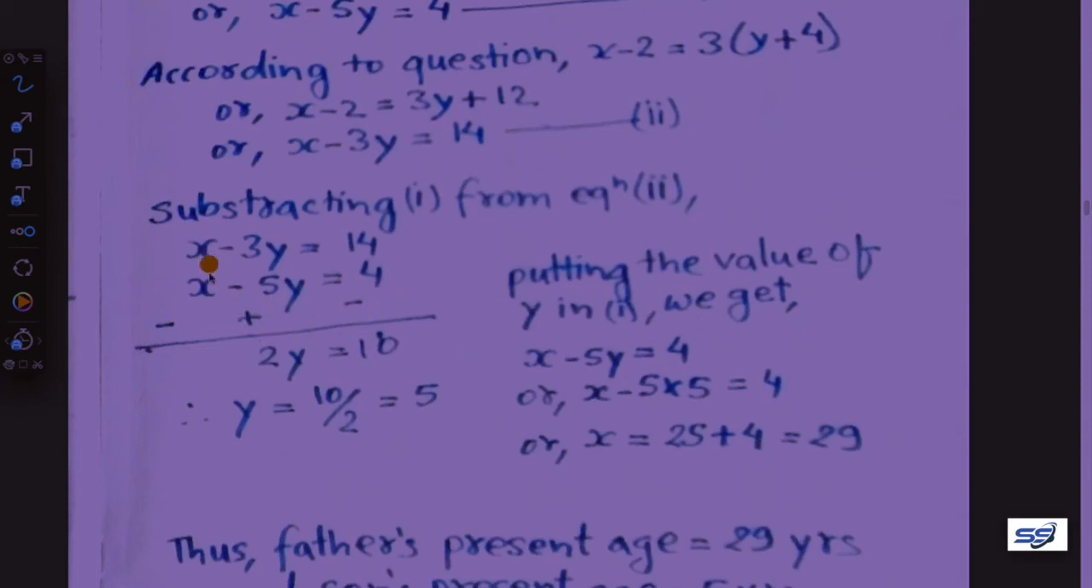So x cancels out. Now minus 3y plus 5y is 2y, and 14 minus 4 is 10. So 2y equals 10, which means y equals 10 upon 2, and 10 divided by 2 equals 5. It means the value of y is 5.